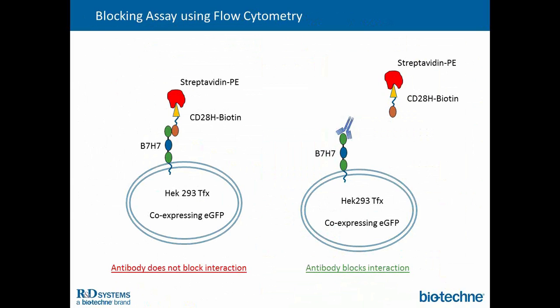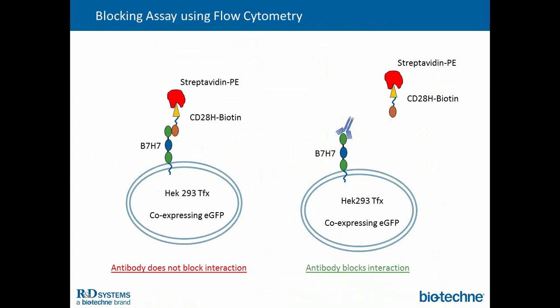So the tests we're setting up for measuring blocking and neutralization are shown in this slide. Sometimes you cannot do an activity measurement. So if you don't have an activity assay, then we figured out, okay, how can we at least show protein-protein interaction? So we developed an assay in-house that is flow cytometry based.